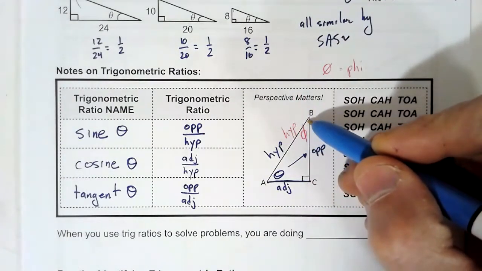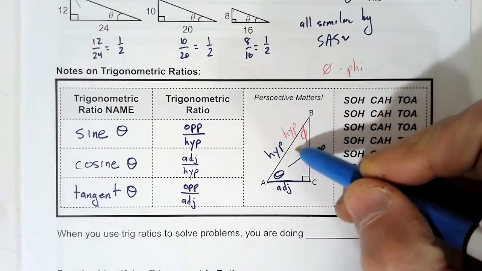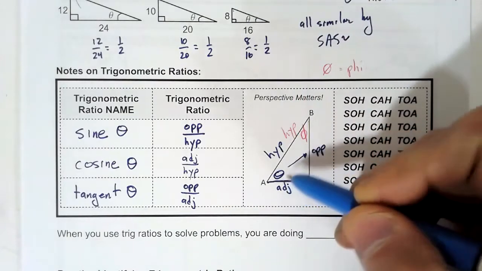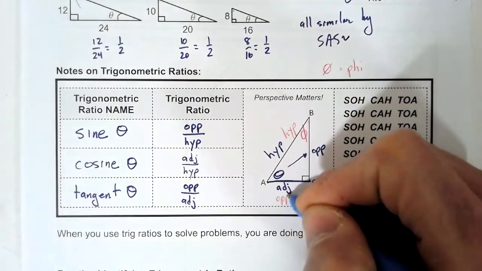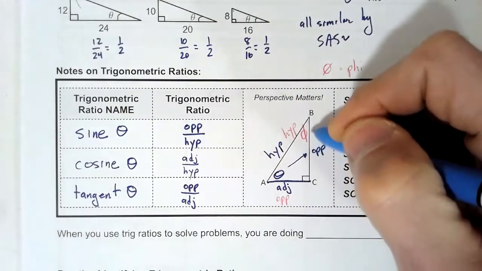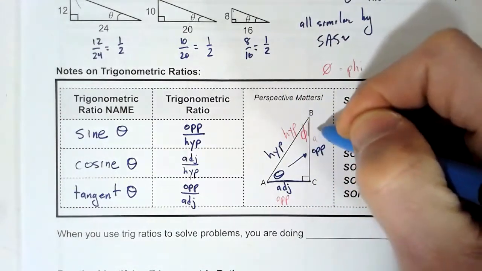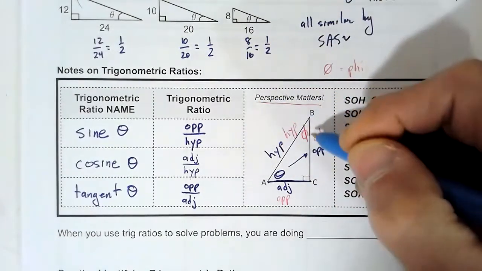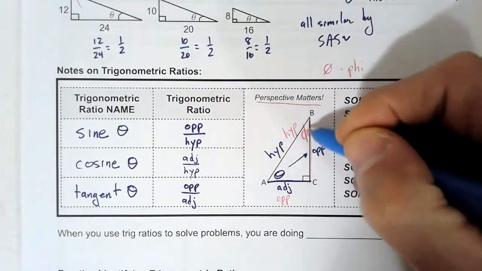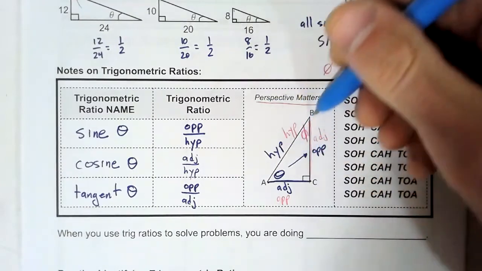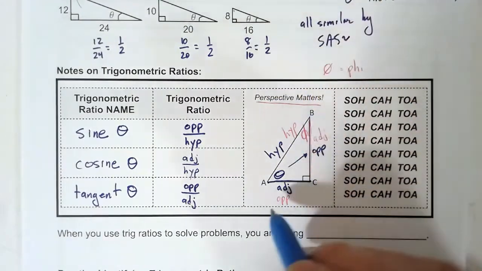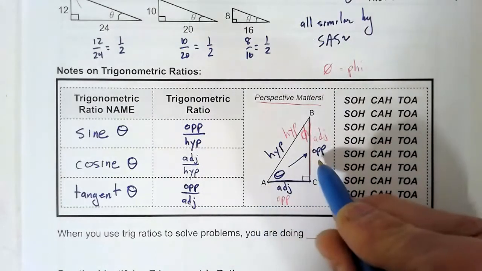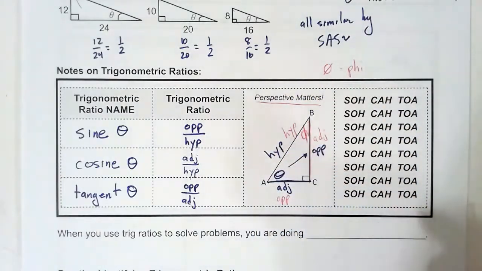But if we're here at B and we look at the opposite side, then this side will be considered the opposite. And this side here is going to be the adjacent. BC is going to be the adjacent. That's why perspective matters, because it depends on which angle you're looking from. Are you looking from angle B or are you looking from angle A? That's what's going to be really important about this, okay?